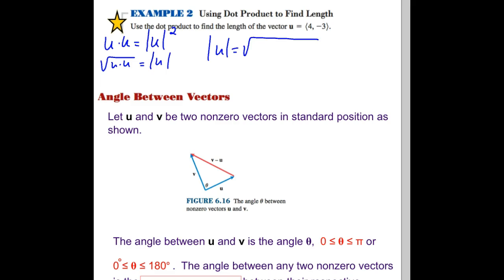Dot product is first times first. So we're doing it with itself, so 4 times 4 plus negative 3 times negative 3. Four times 4 is 16, negative 3 times negative 3 is 9. Added together we get 25. So the square root, the magnitude here, would be 5.